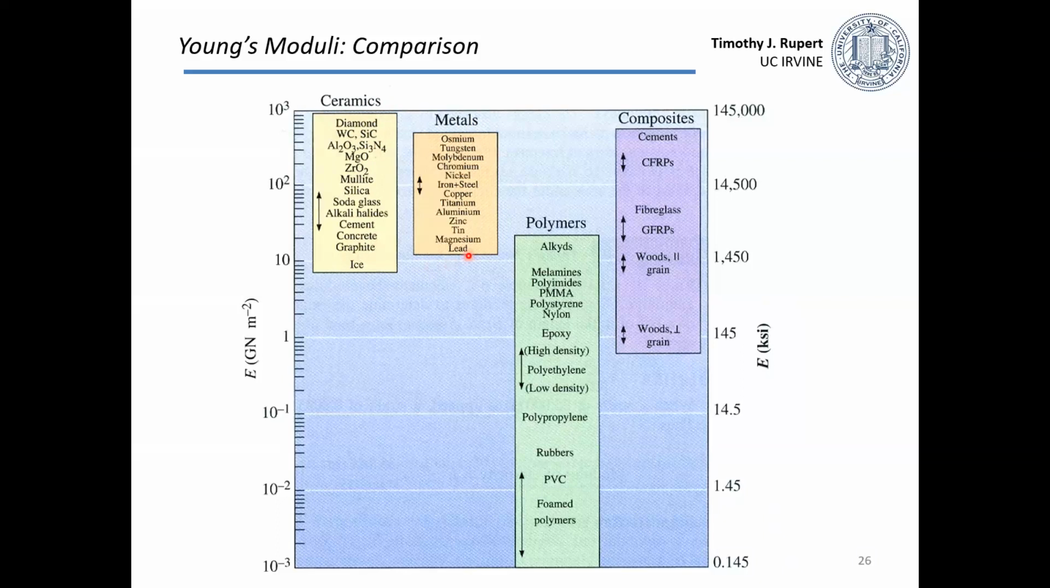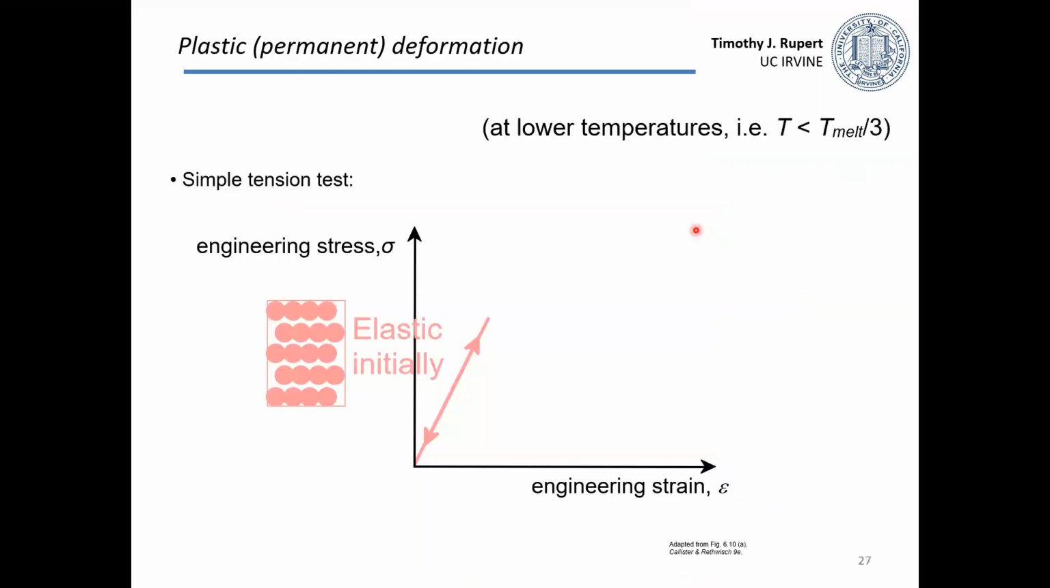Right? Polymers are generally much, much lower than this. So they tend to have really low elastic moduli. And you can see, again, this is a log plot. So every time I go down one of these levels, it's a factor of 10, right? Now composites, because they're mixtures of these other types of materials, always fall in between.